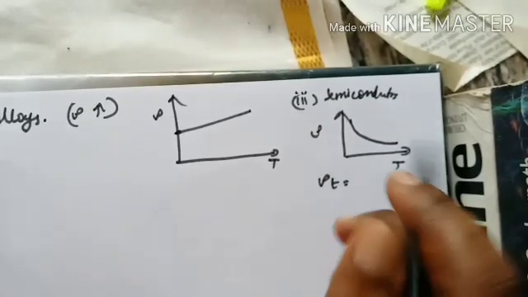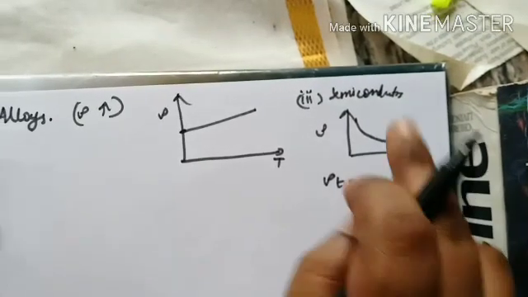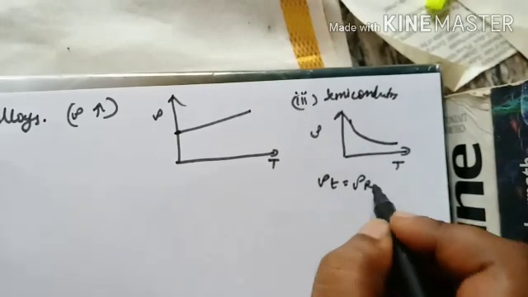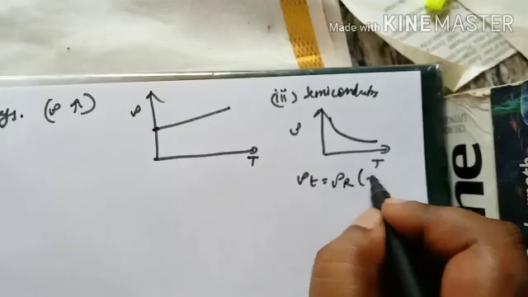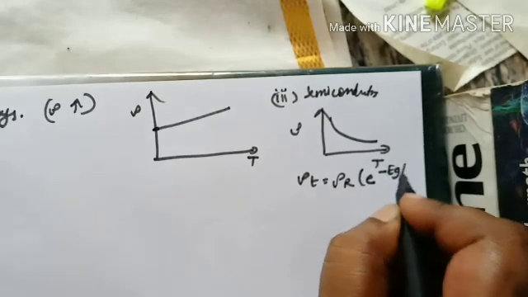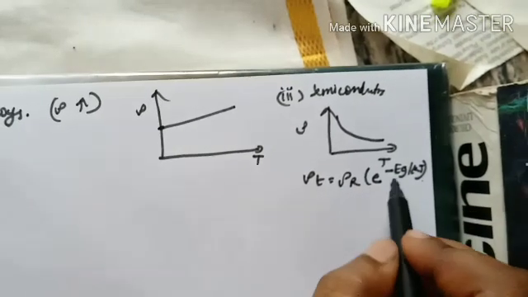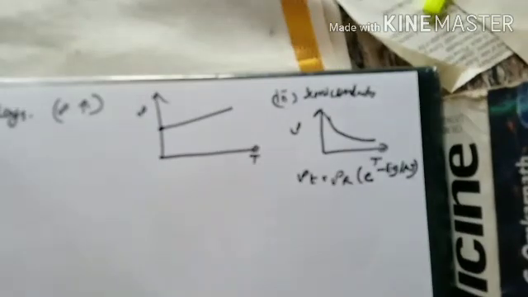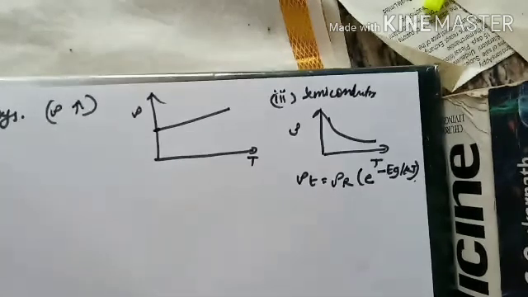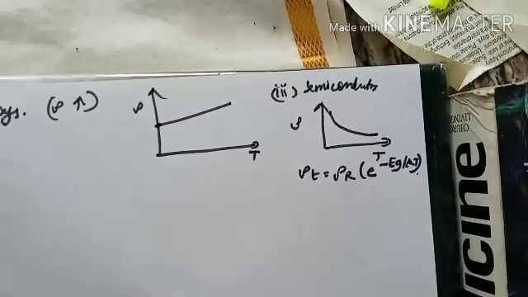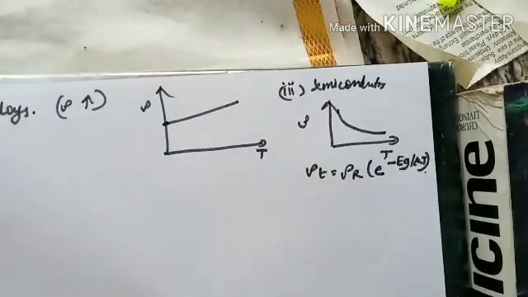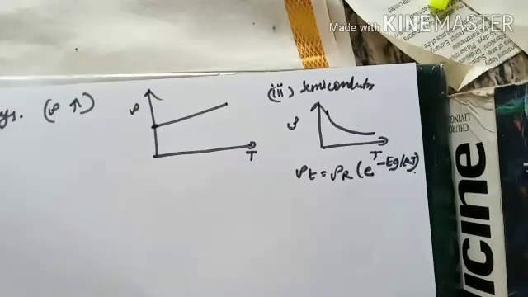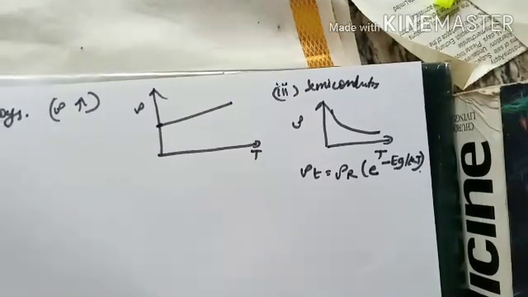It will not be asked as a problem, but it might be asked as a graphical representation or just an equation. Rho T equals rho R into e raised to minus Eg by kT, where Eg is the energy gap, the band gap, k is the Boltzmann constant, and T is the temperature. The value of k is 1.38 into 10 to the power minus 23. This much is clear.